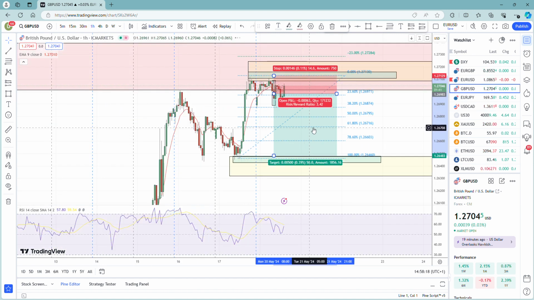So if you go into the H1 time frame, you can see I'm risking 15 pips to make 50 pips. So it's a risk to reward ratio of 3.42.